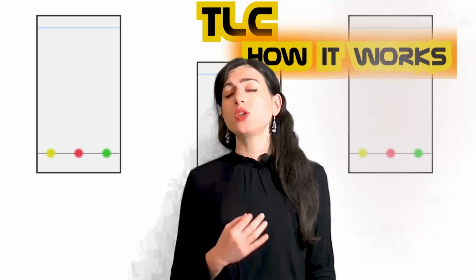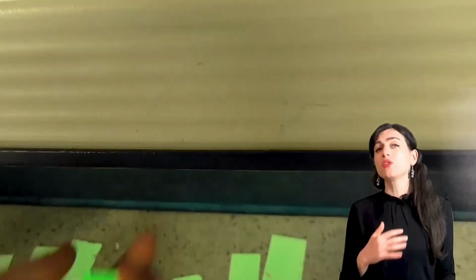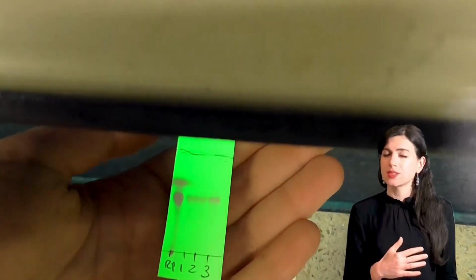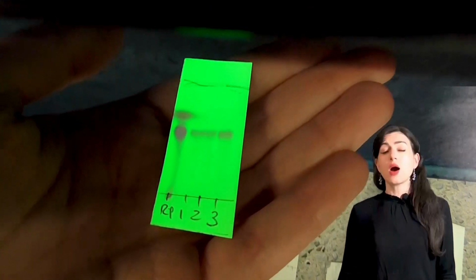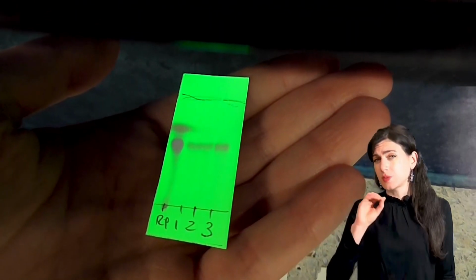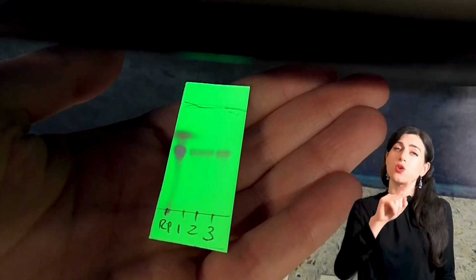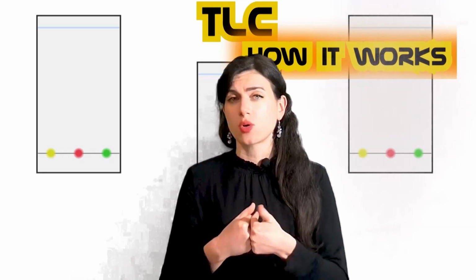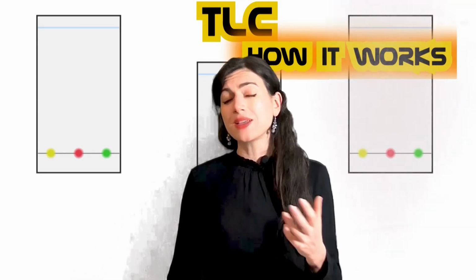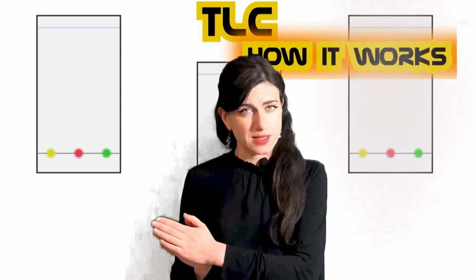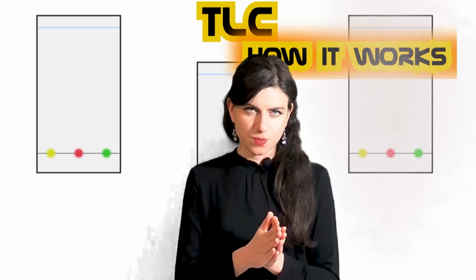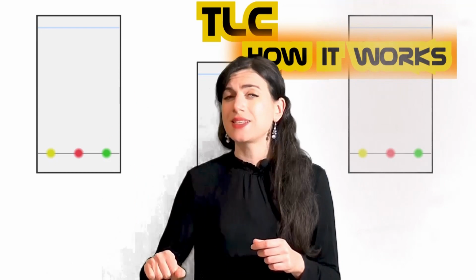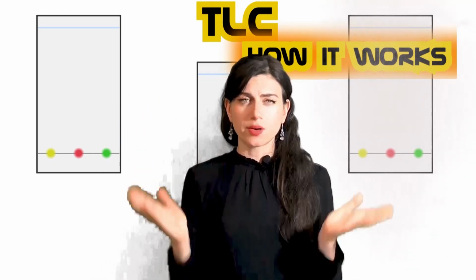In most cases, we use a UV lamp, which allows us to see our spots as dark patches. However, we will only see the spots that are able to absorb the UV light. If our compound does not absorb the UV wavelengths, we might use other detection techniques, such as using dyes. So in this case, you can immerse your TLC in a dye solution and see the spots emerge thanks to the dye.